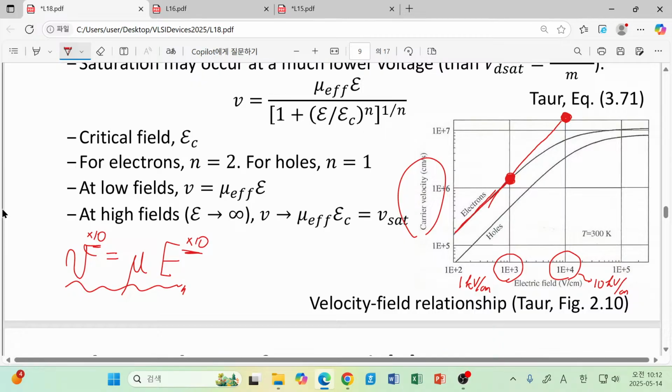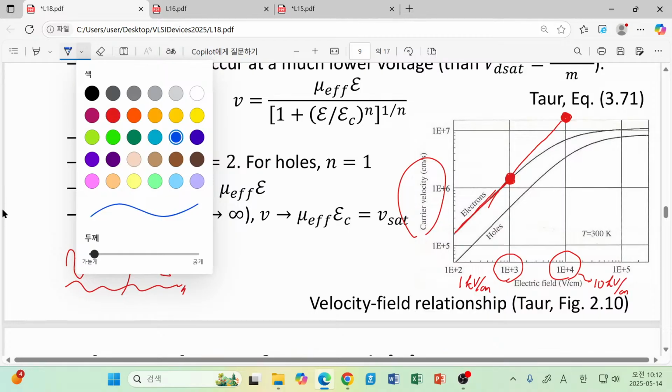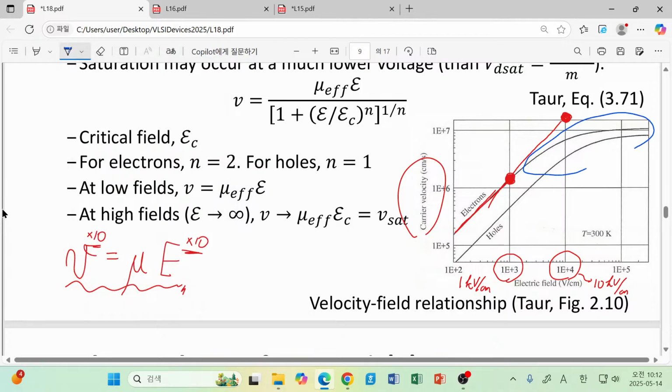But what happens in the realistic case, the experimental data? As you can see here, if we have a sufficiently high electric field, then the velocity does not increase any further, and it approaches a certain value. This phenomenon is called velocity saturation.